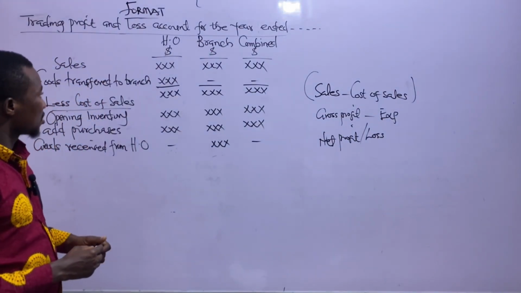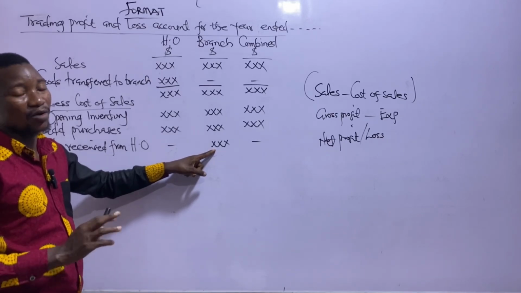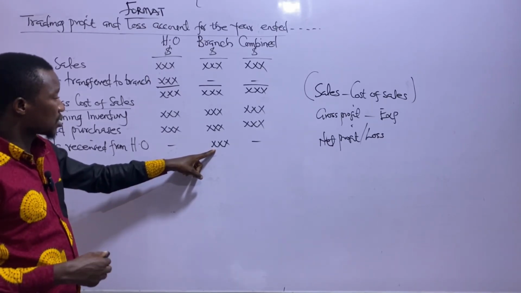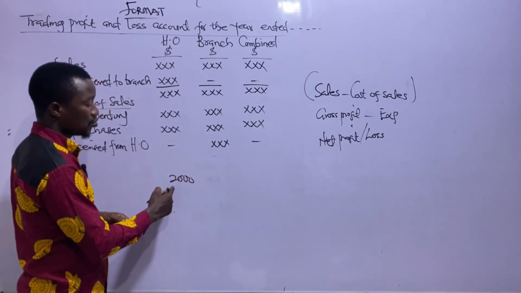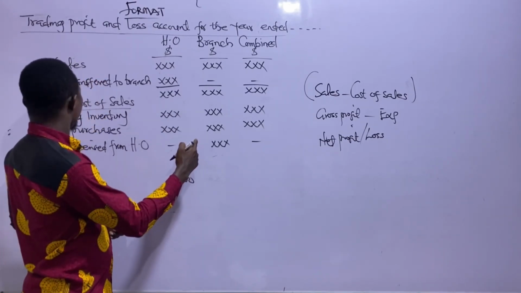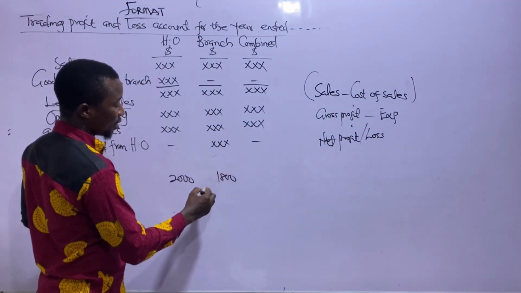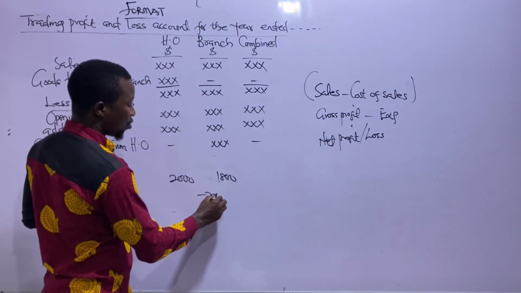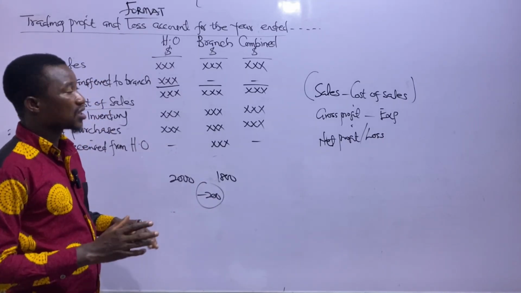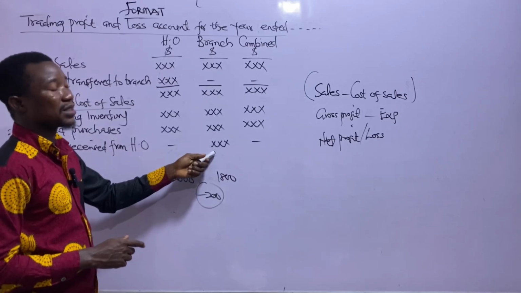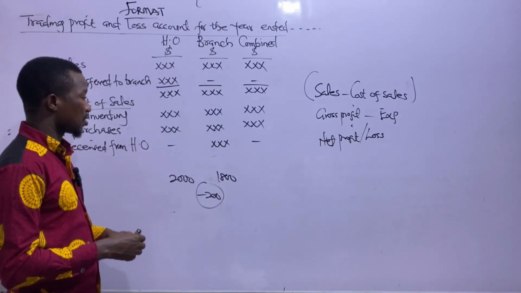This value needs to be the same as this value, but sometimes they are not the same. Let's say the head office has transferred goods or inventory valued at 2,000, but the branch has received, let's say, 1,800. There is a difference of 200. This 200 we call goods in transit. Because of goods in transit, sometimes these values might not be the same. There are ways we account for goods in transit, and we will look at that subsequently.